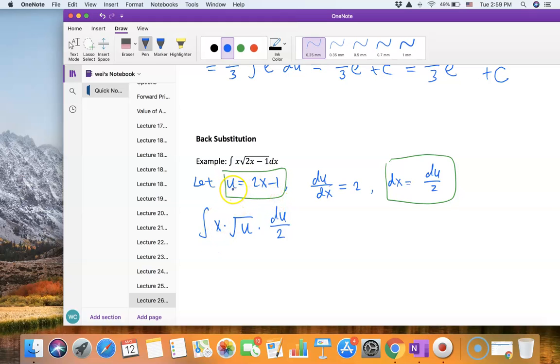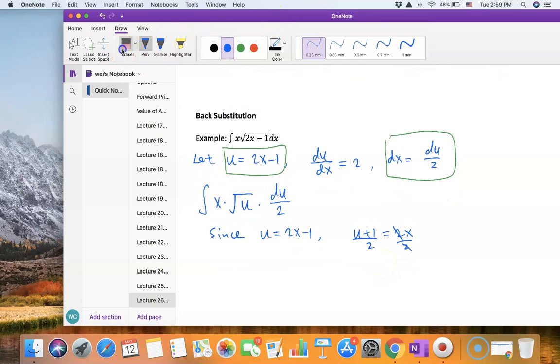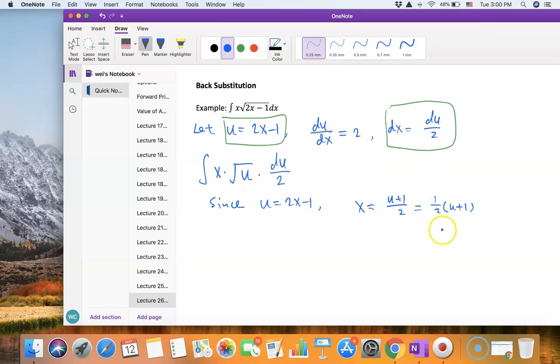So since we know that u is 2x minus 1, from this equation, if we solve it for x, then we can know how to write x in terms of u. Now this equation tells us how to write u in terms of x, right? Now we do the reverse thing. Since u equals 2x minus 1, if we solve this for x, so u plus 1 equals 2x, right? And then we divide it by 2. Therefore, x equals u plus 1 over 2. So we find that x equals u plus 1 over 2, which is 1 over 2 times u plus 1.